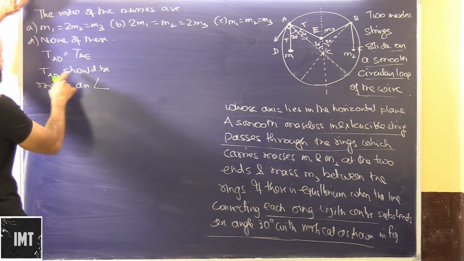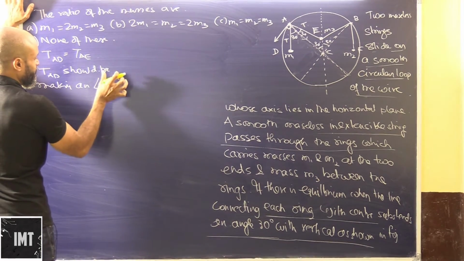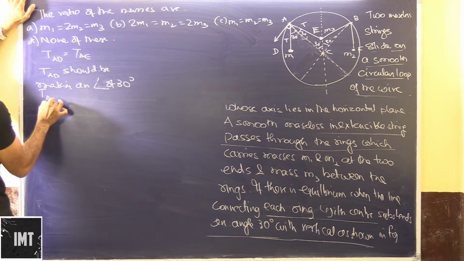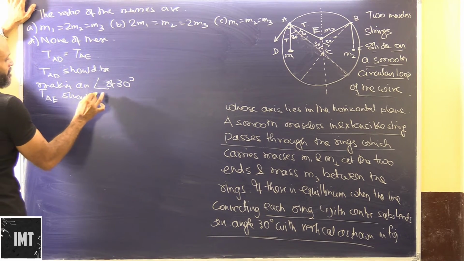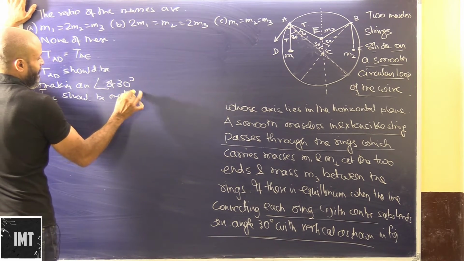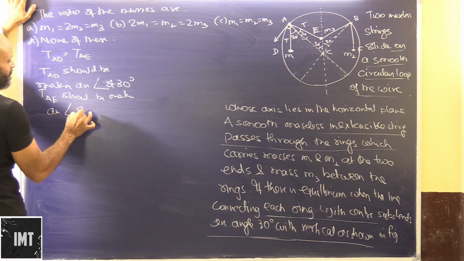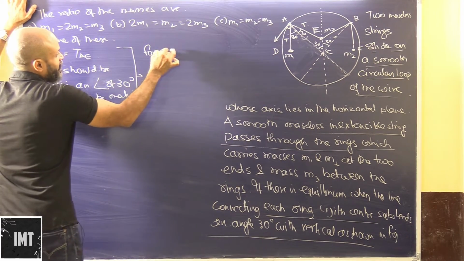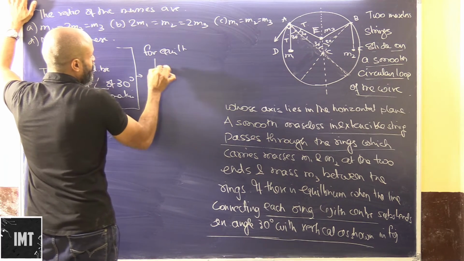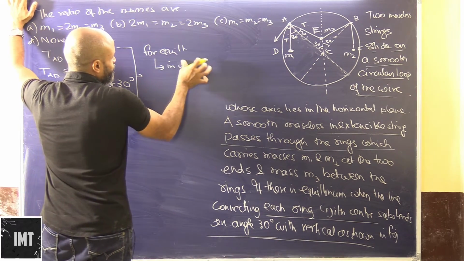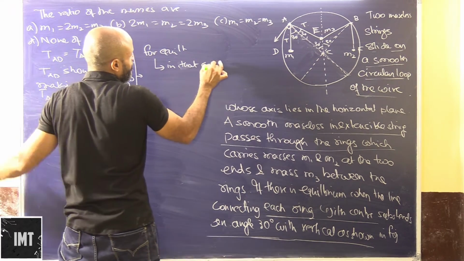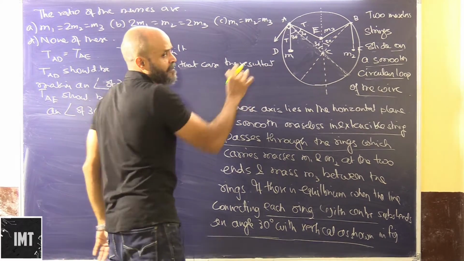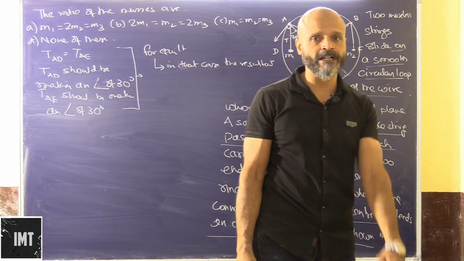Okay, tension AD should be making an angle of 30 degrees, and also tension AE should be making an angle of 30 degrees for equilibrium. Why? Because in that case the resultant tension, see, this is more of a conceptual problem rather than a calculative problem.